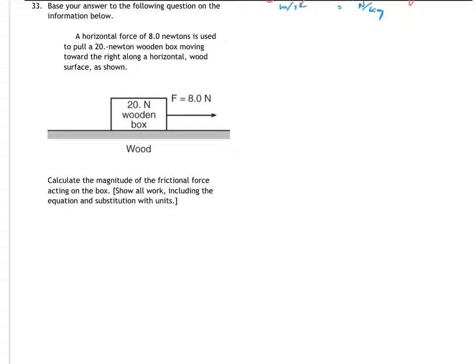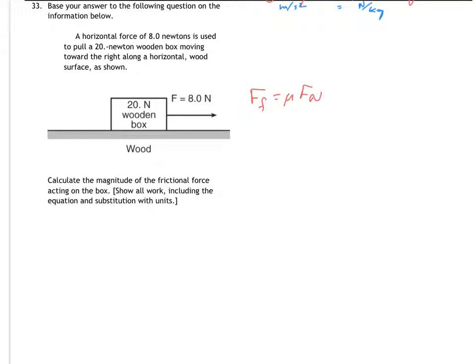So 33 looks like it could be a friction question. But we see a horizontal force of 8 newtons is used to pull a 20 newton wooden box moving toward the right along a horizontal wooden surface, as shown. It doesn't say it's moving at constant speed, which I'm just pointing out. But it does want us to calculate the magnitude of the frictional force acting on the box. So we're going to have to do this the good old-fashioned way, since it's not moving at constant speed.